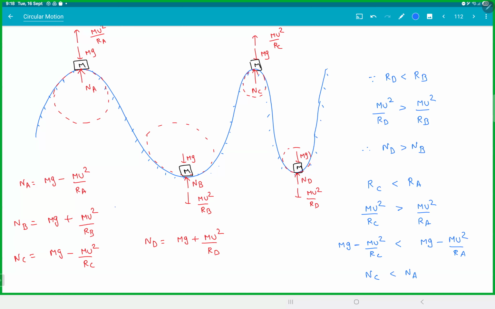So great, your answer will be: D is the highest, B is next, A is next, C is the last. So at C, there is a high chance you will fly away. So the normal reaction at C will be minimum. So sharper turns will give you more acceleration.